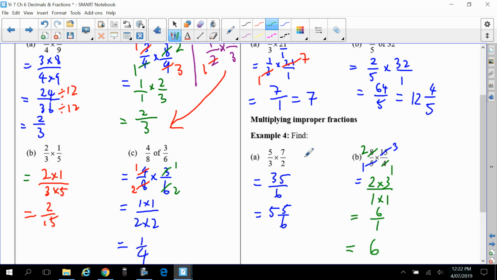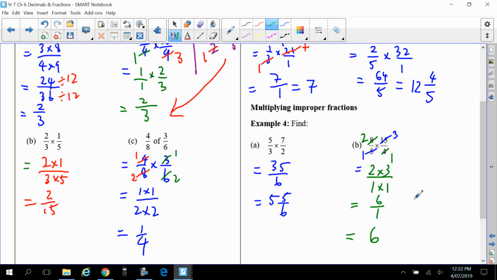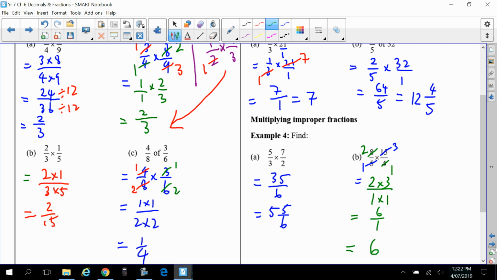I love, in fact, one of my favorite topics is fractions. When I was in primary school, we learned that in primary school. And yeah, it's really good. I like this topic.